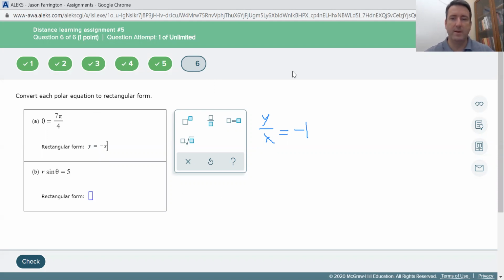All right. Part B, r sine theta equals 5. Well, r sine theta, remember, is just y. So we can just replace that r sine theta with y, and we get y equals 5.